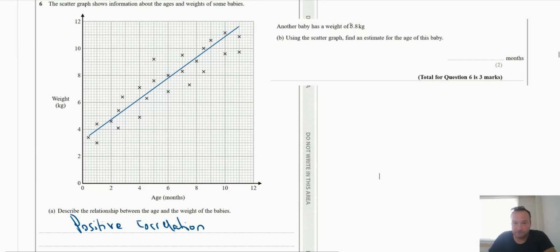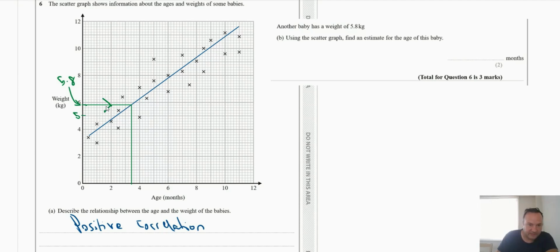So 5.8. So we need to find out where exactly 5.8 is. And we can see that we've got 5 over here. 5 squares represents one value. So 5.8 is going to be 1 square below the 6. So we've drawn our line going horizontally across. We can see from this, guys, that over here we've got 5.8 kilograms.